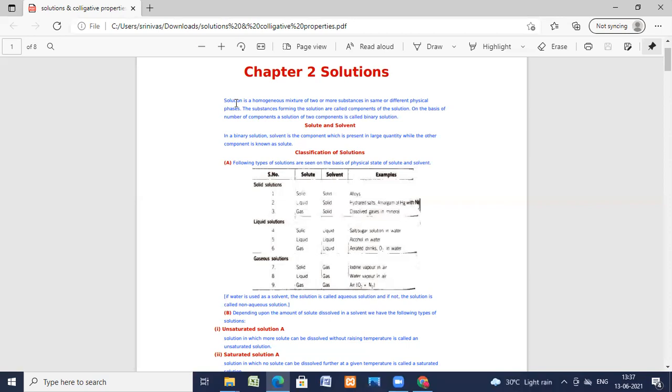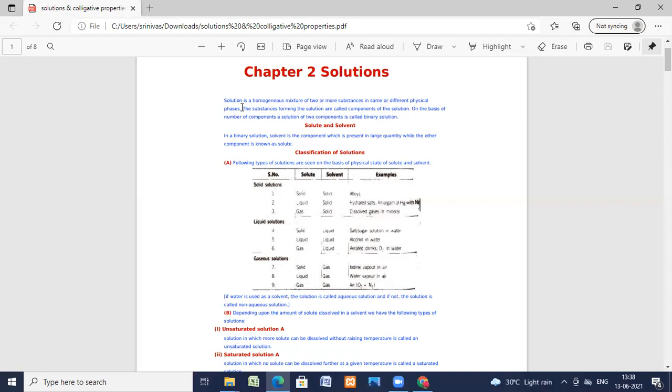A solution in which a relatively small amount of solute is present is a dilute solution. If a large amount of solute is present, then that is a concentrated solution. So a solution is a homogeneous mixture of two or more substances in the same or different physical phases.